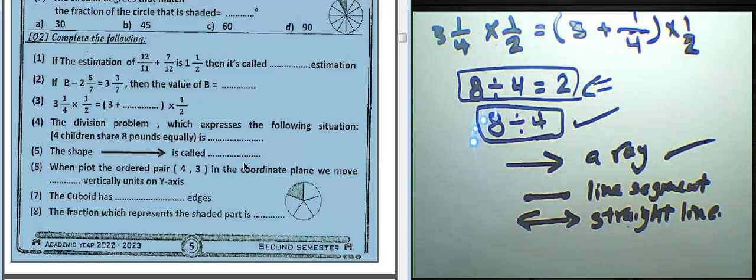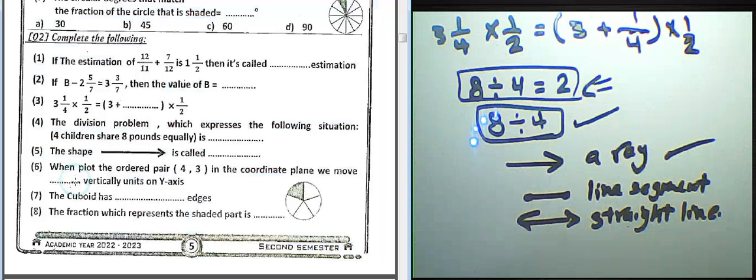Question 6. When we plot the ordered pair 4 and 3 in the coordinate plane, we move space vertical units on the y-axis. What does y mean? The second coordinate of the ordered pair, the second projection. We must write here 3.